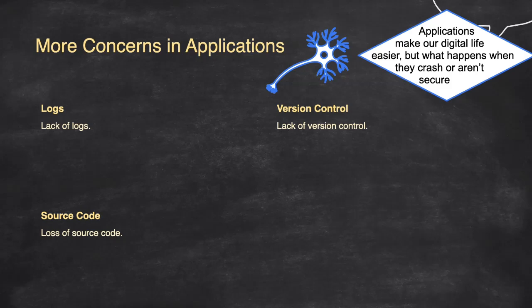To mitigate this risk, it is essential to implement proper version control, maintain regular backups, and store the source code in a secure, centralized repository to ensure it remains accessible and protected.